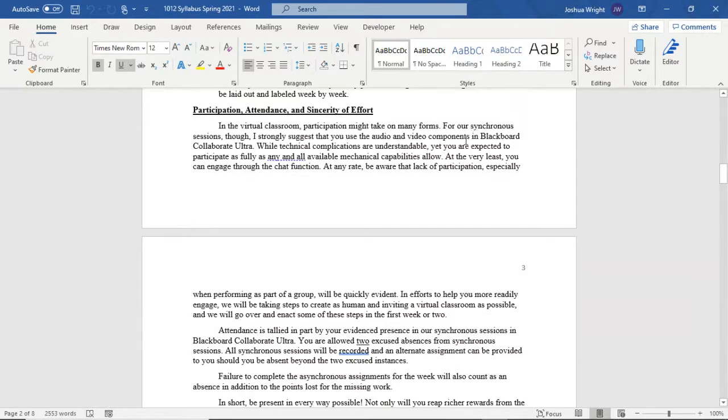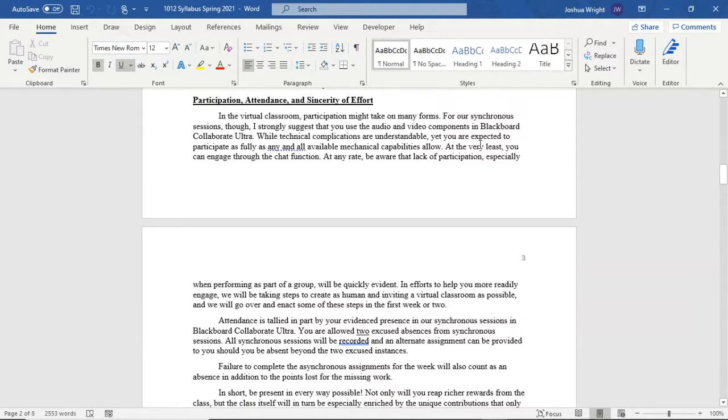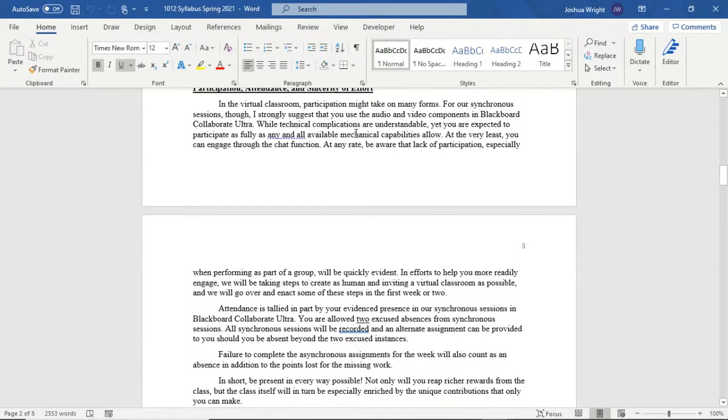And this helps, right? As participation might take on many forms. In our synchronous sessions, I strongly suggest that you use the audio and video components in Blackboard Collaborate Ultra. This will greatly bolster your participation grade. I know that some people are working with hardware that isn't conducive to this. I know that some of you might have siblings or even children of your own in your living situation that make it difficult to use your audio and video.